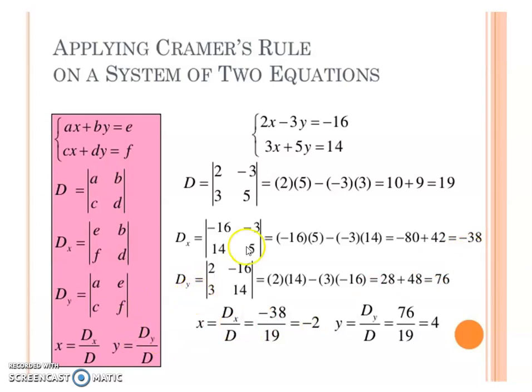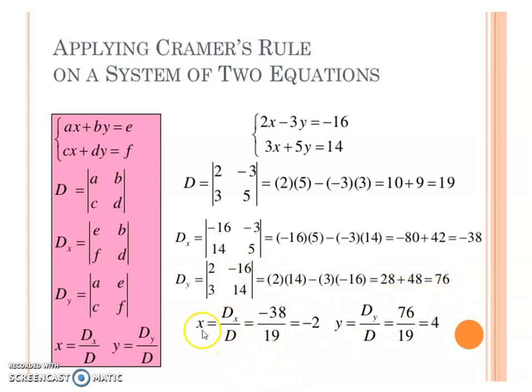To derive dy, instead of the y coefficients, we have to put minus 16 and 14. The coefficients of x, 2 and 3, remain the same. 14 into 2, and next minus remains the same, 3 into minus 16. 28 plus 48 is equal to 76.